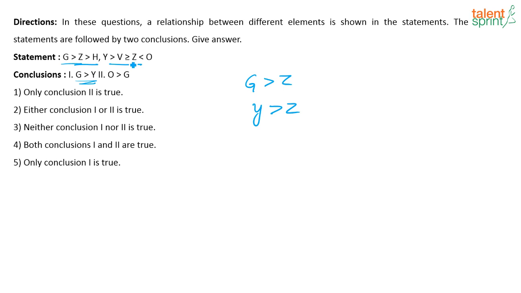So I know Y is greater than Z, I know G is greater than Z, but can I compare G and Y? I cannot based on the given information. So the first conclusion is wrong, does not follow. Look at the second conclusion.